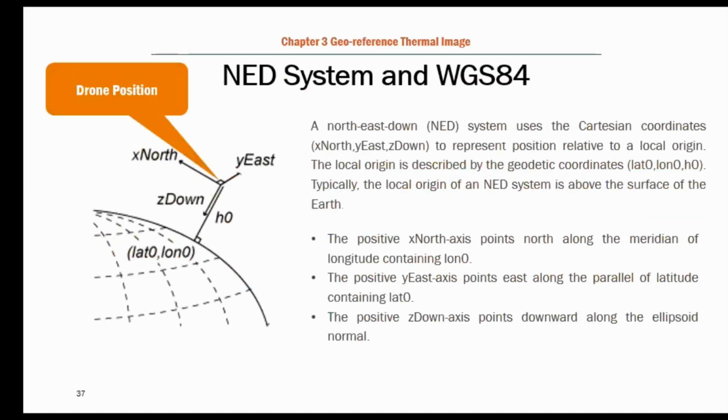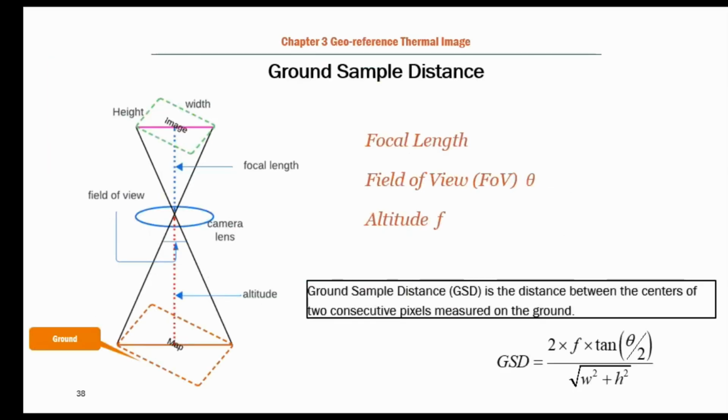And then we will construct the transform matrix between the NED system and the WGS84 system. And then, based on the transformation matrix, we can project a thermal image on a map. Their coordinate system is WGS84.